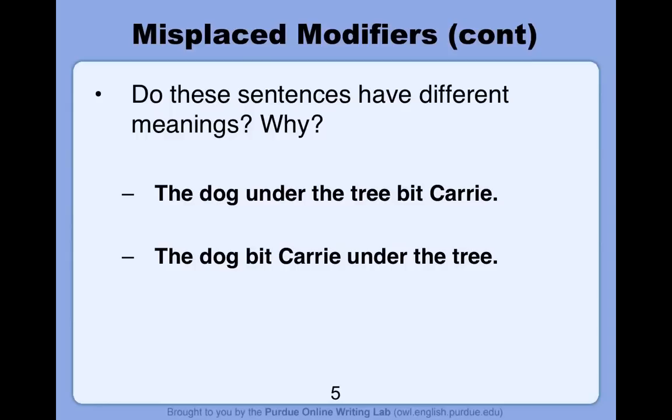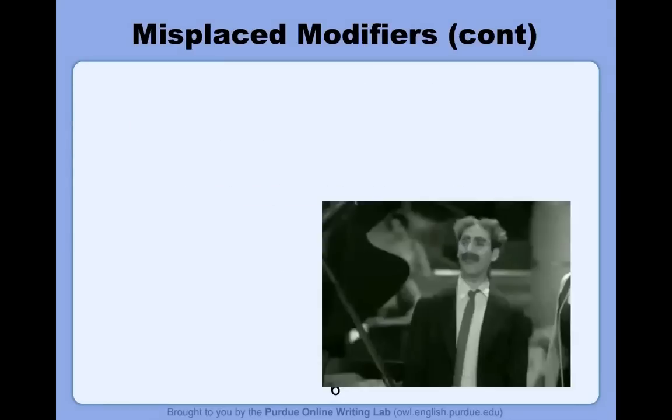The first sentence explains that the dog under the tree bit Carrie. The dog is presently located under the tree. On the other hand, the second sentence indicates that the act of biting Carrie occurred under the tree. Depending on the placement of the modifying phrase under the tree, the meaning of a sentence can change dramatically. This is a simple example to illustrate the importance of modifying phrases, but I want you to imagine the confusion misplaced modifiers can cause in directions, legal documents, or business letters. Also think of other sentences where misplaced modifiers create confusion or ambiguity.